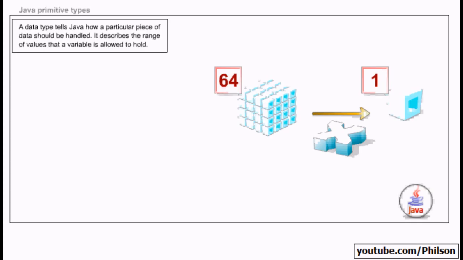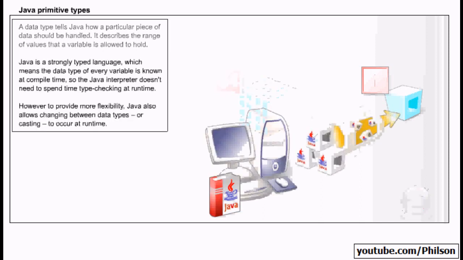A data type tells Java how a particular piece of data should be handled. It describes the range of values that a variable is allowed to hold. Java is a strongly typed language, which means the data type of every variable is known at compile time, so the Java interpreter doesn't need to spend time type checking at runtime. However, to provide more flexibility, Java also allows changing between data types, or casting, to occur at runtime.